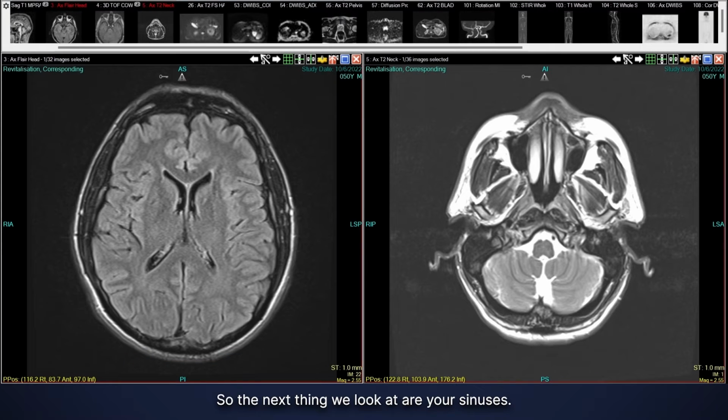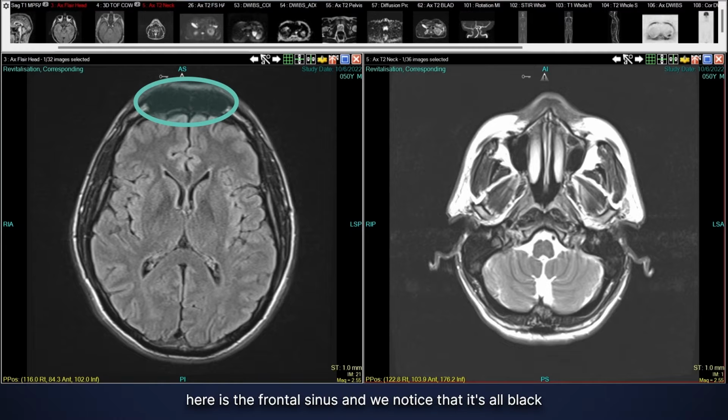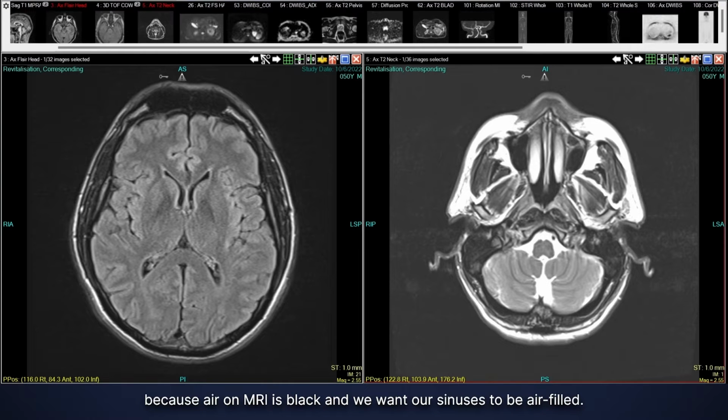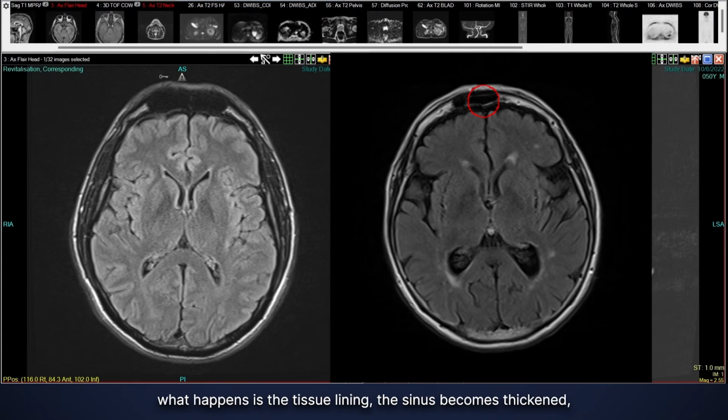So the next thing we look at are your sinuses. The sinuses are air-filled structures in the forehead and the facial bones. So the first thing we see here is the frontal sinus, and we notice that it's all black. And that's how we want it to look, because air on MRI is black, and we want our sinuses to be air-filled. So when we get sinusitis, what happens is the tissue lining the sinus becomes thickened, which is an indication that there's inflammation going on. And that's usually an indication that there's chronic sinusitis.